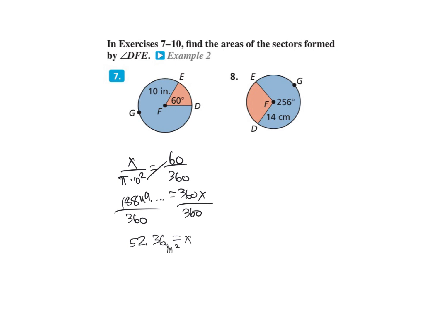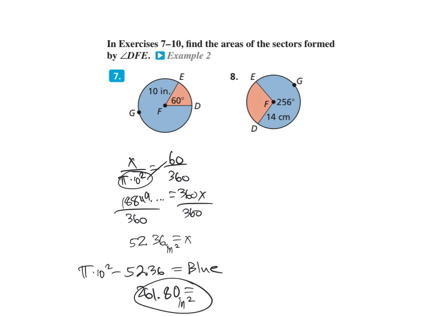Now, how do we get the area of the blue section? Well, what's the area of the whole circle? So if we take the area of the whole circle minus the area of the section we just found, that'll give us the area of the blue section. So if we take 100 times pi minus 52.36, we get 261.80. That's the blue section, and that's again square inches. So those are the two values you need for that one.